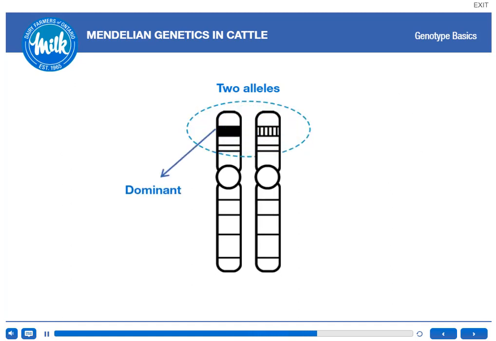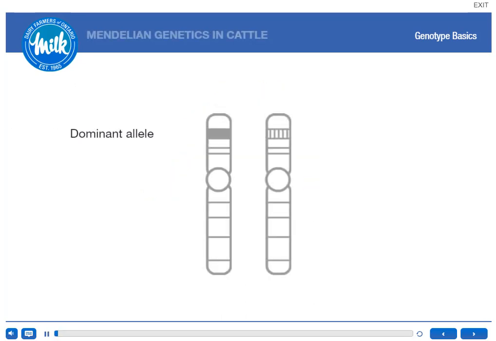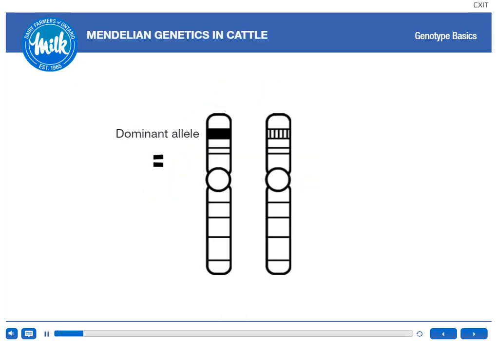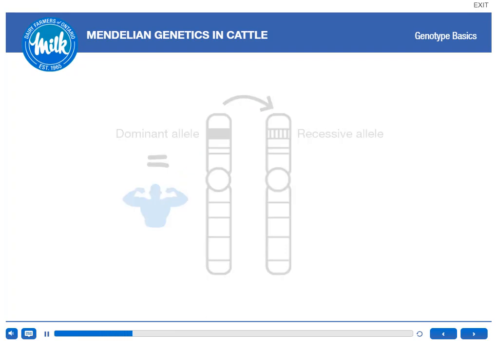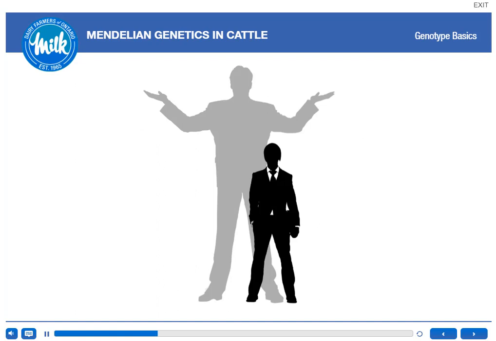Some alleles are considered to be dominant, represented by a capital letter, and some are recessive, represented by a small letter. A dominant allele can be thought of as stronger and can mask the presence of a recessive gene, like a tall person standing in front of a short person.